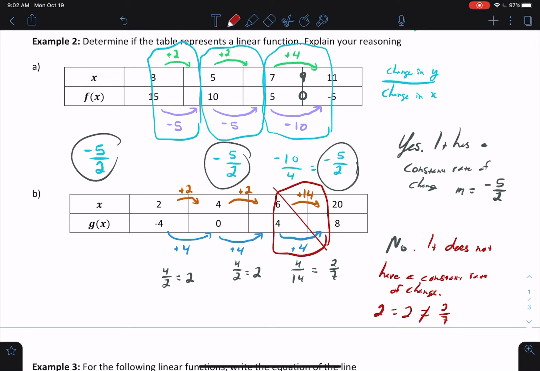In the next video, we are going to do the same thing, except now we're going to take it a step further and be able to write the equation that's represented in the table.